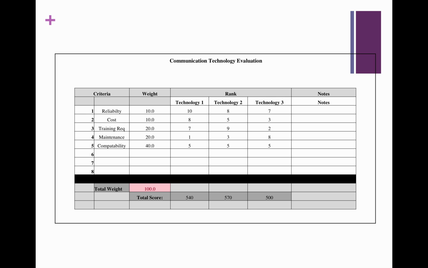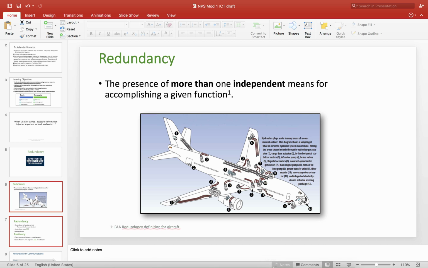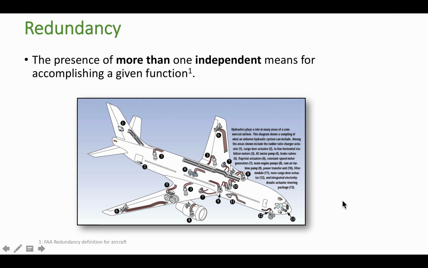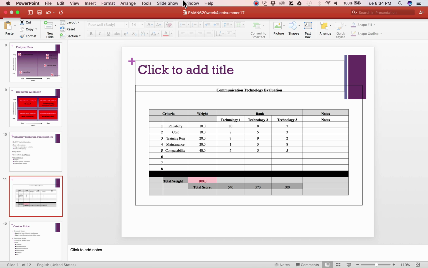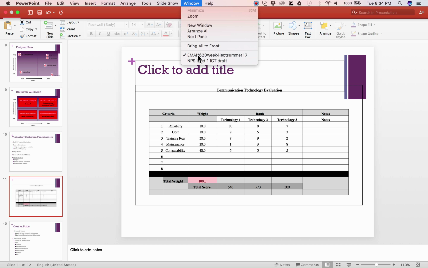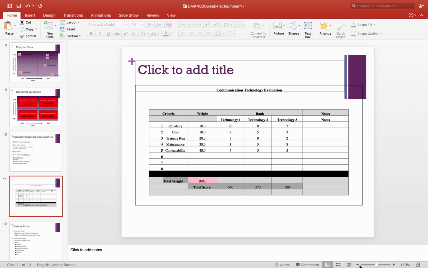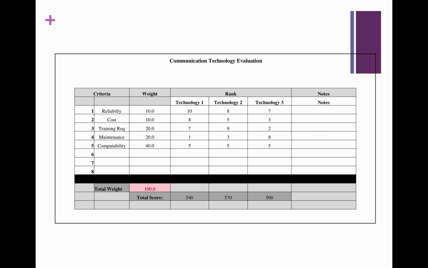So that is communication technology evaluation. The last thing is one more concept, and that's cost versus price. And again, look at this spreadsheet. Cost is one of my criteria, right?